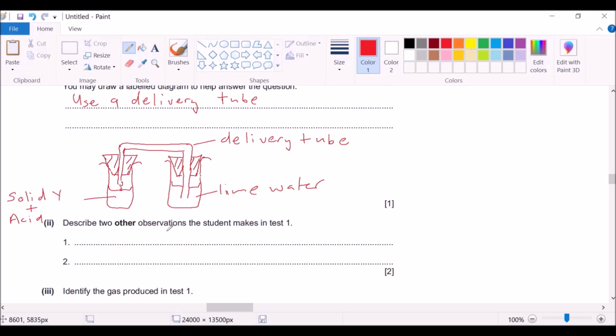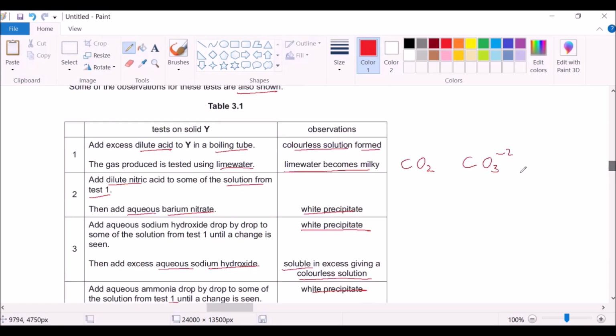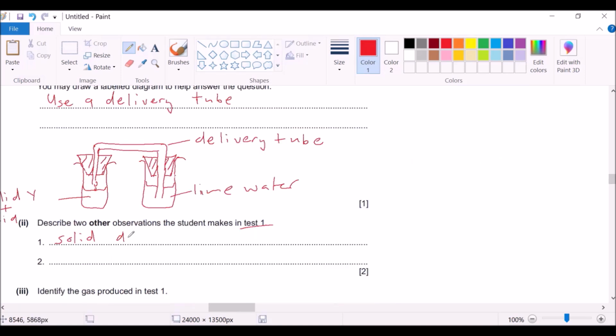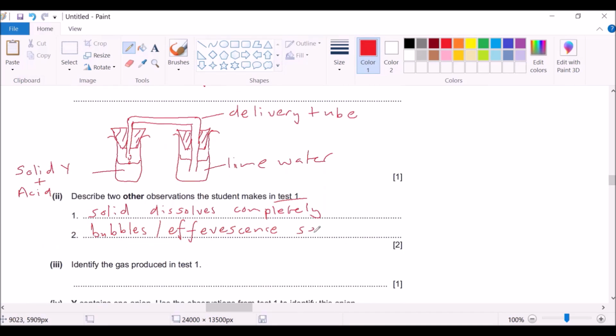Describe 2 other observations the student makes in test 1. So colorless solution formed, lime water becomes milky. What other observation is made when excess dilute acid is added to Y? The solid dissolves completely, bubbles or effervescence seen.